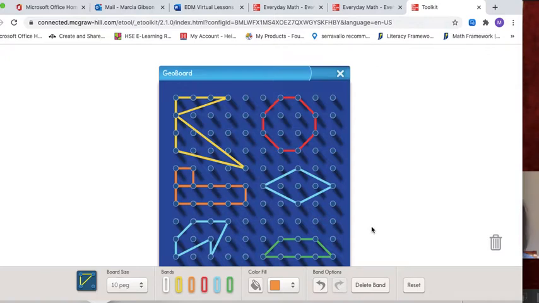Can't see me yet, but it's Mrs. Gibson. And I wanted to show you the geoboard I was using from your eTools on your math website. I was using it to make different shapes with different numbers of sides and vertices. This one has 4 sides and 4 vertices.